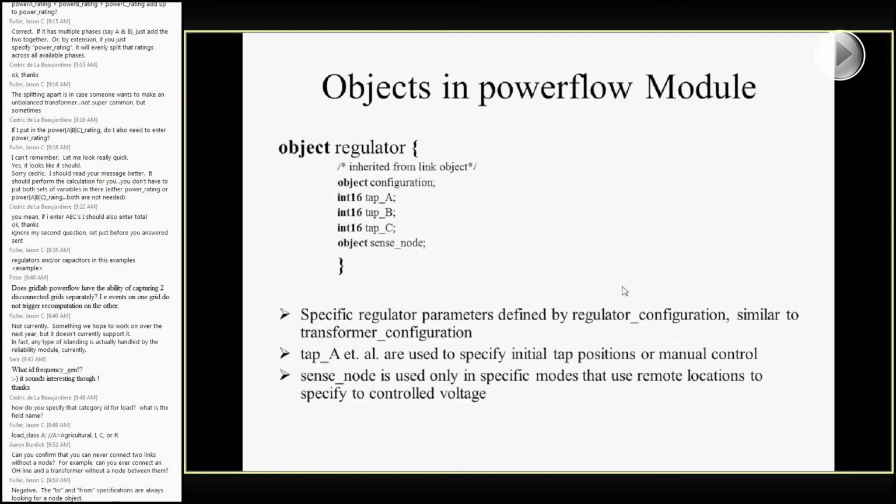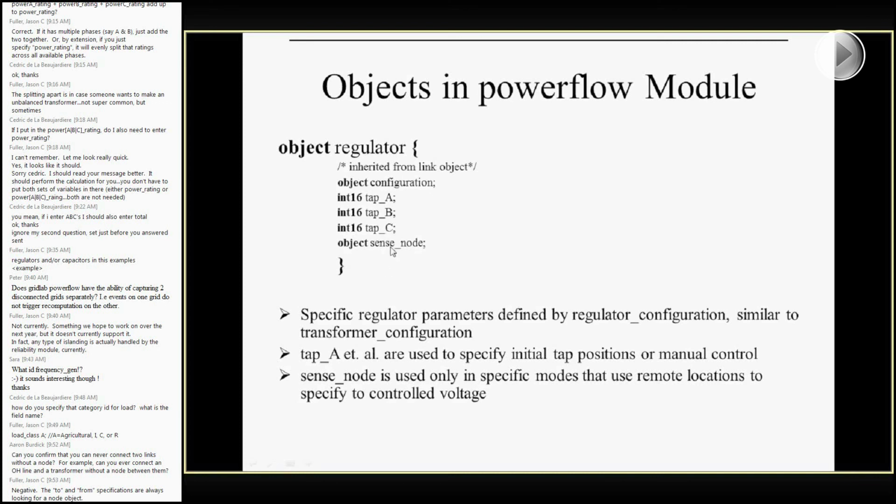So the regulator, again, is kind of a special case of the transformer. It's like an ideal autotransformer, basically. You get all your same link parameters and configuration. Some of the other interesting parameters inside the regulator are the tap A, B, and C. That just dictates the tap position for the regulator itself. So whatever your turns ratio is will be dictated by whatever position a particular tap control is in.